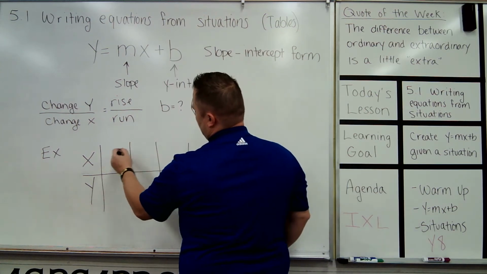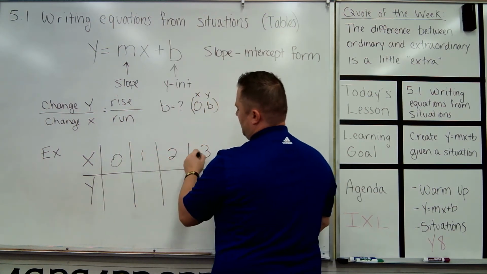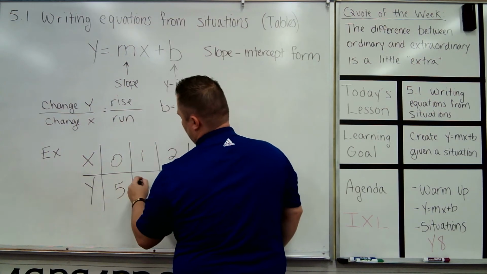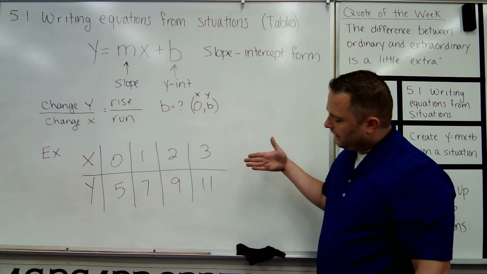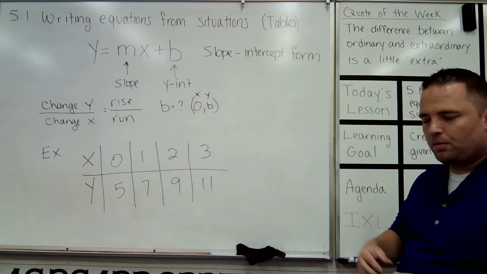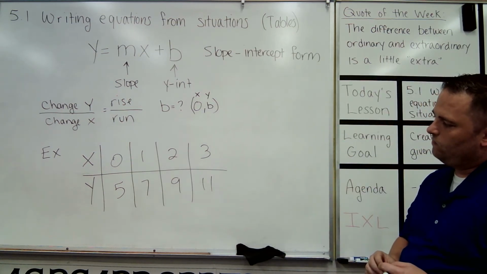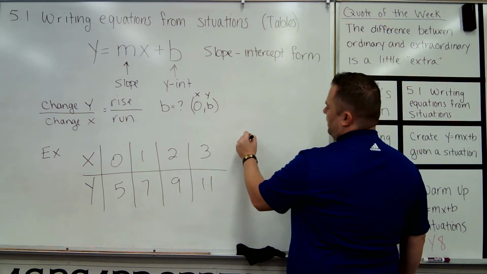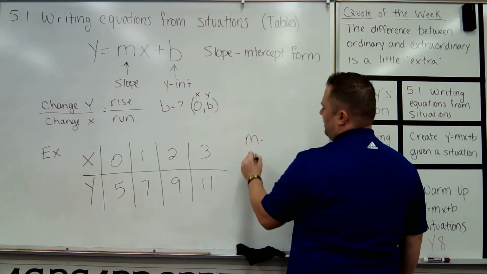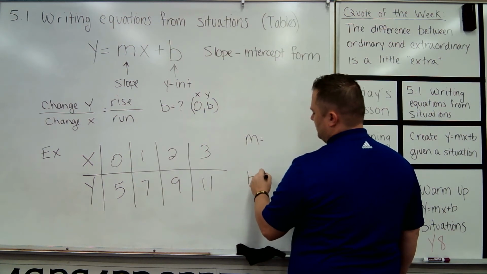We have 0, 1, 2, 3. We have 5, 7, 9, and 11. What if I gave you a table? What if the problem gave you a table? How could we get after what m is and what b is?